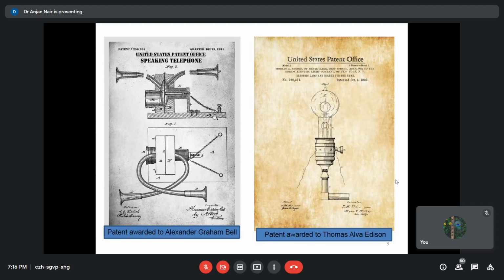And similarly, the right hand figure here, the second figure. So this one is for the bulb. Okay, and this is given to, you can see, Thomas Alva Edison, again in the year 1882. And so this document, you can see on the top, the heading, the United States Patent Office. So these patents were awarded in United States. Okay, so this gives us an idea that these are the persons who are involved behind these two inventions, and that's why we give credit.